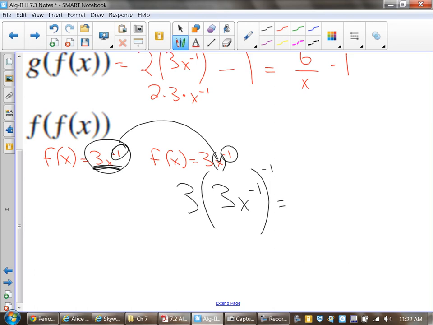So you wind up with 3 times 3 to the negative 1. And then what's power to power here? What's negative 1 times negative 1? 1. What is 3 to the negative 1? 1/3. What's 3 times 1/3? 1. So your answer is?